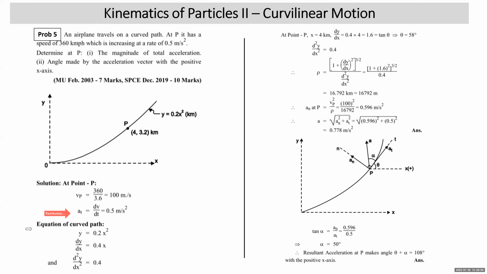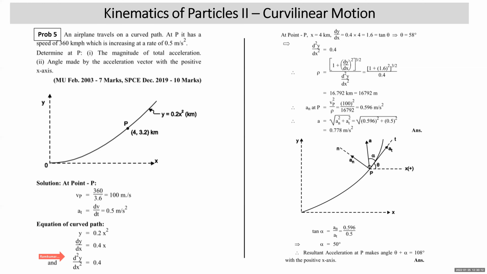You are given the equation of path. You can remember it like this. Whenever the equation of path is given to you, you can attempt for radius of curvature. What is it? y is 0.2x square. Differentiate it twice with respect to x. First differentiation, dy by dx is 0.4x. Second differentiation, d2y upon dx square is 0.4.